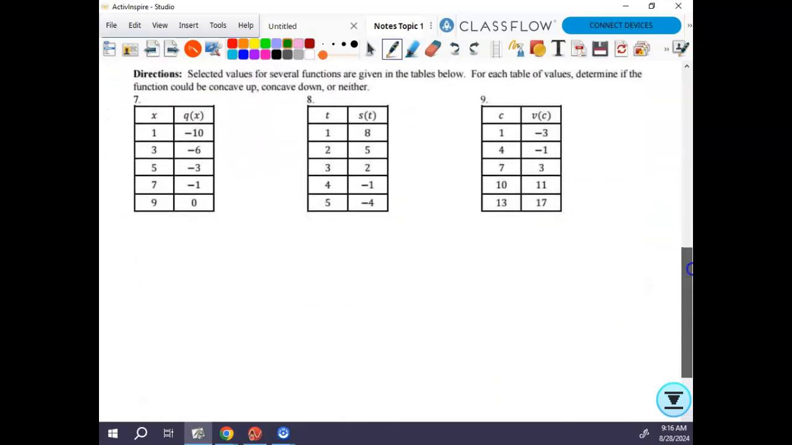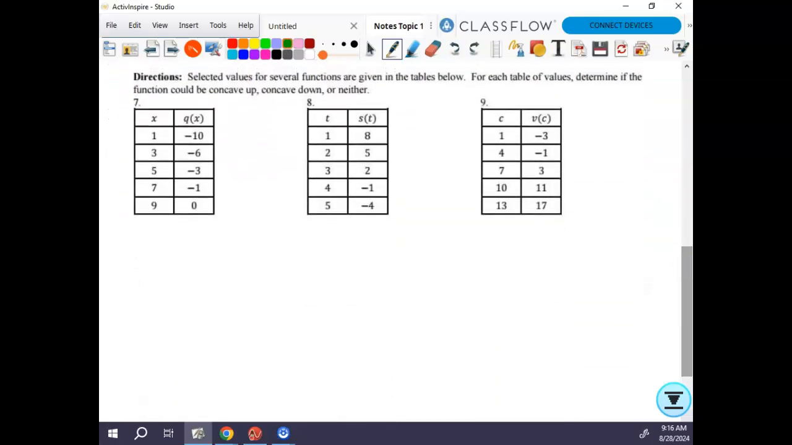All right, then we're just going to do 2 of these. We don't need to do all of these. We've got selected values for several functions given in tables. This time we want to determine if it could be concave up, concave down, or neither. And remember, we're not doing this by graphing. We don't have a graph. I'm not going to plot these points to figure it out. I have to actually find my rates of change here. So again, I'm going to look at the input value intervals. It's all 2. That kind of helps me get started on my average rates of change over here.